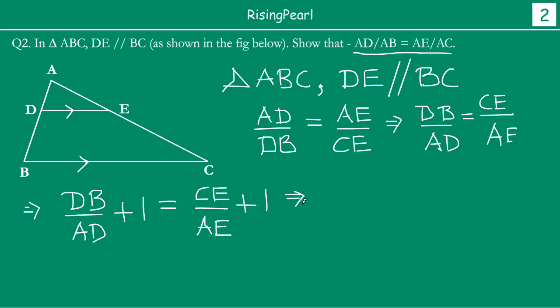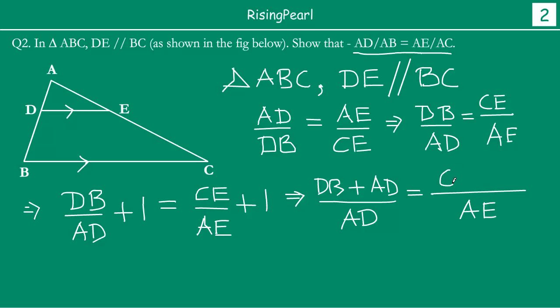Now friends, we have solved these questions before, so you will take the LCM on this side. LCM is AD, so you will have DB plus AD over AD. Similarly, on the right hand side of the equation, LCM is AE, and you have CE plus AE over AE. This gives us DB plus AD over AD. DB plus AD is nothing but AB. So we will have AB in the numerator divided by AD equal to CE plus AE. CE plus AE is nothing but AC.